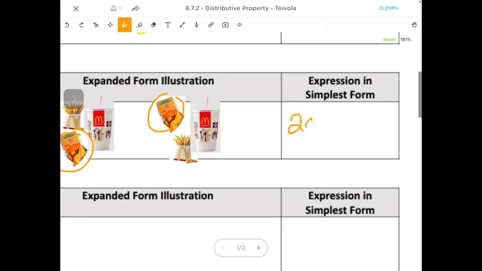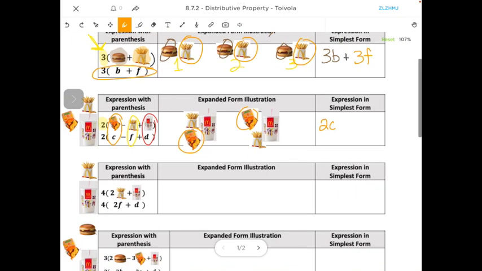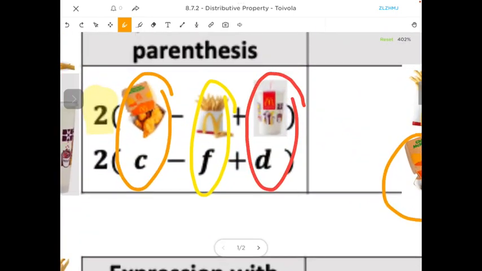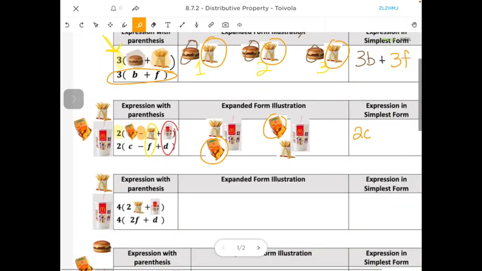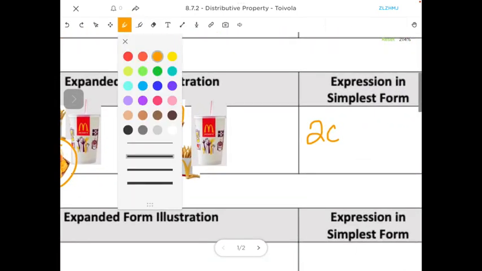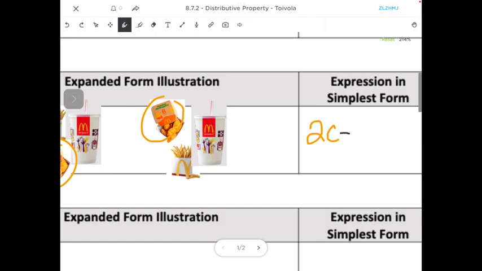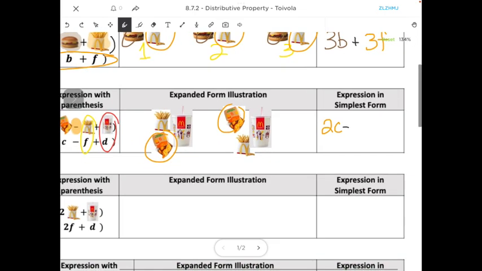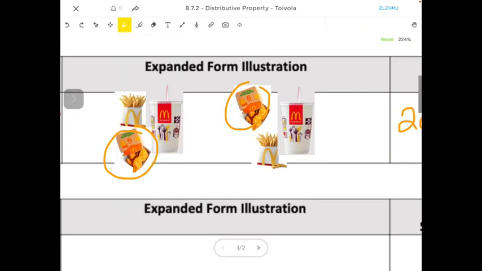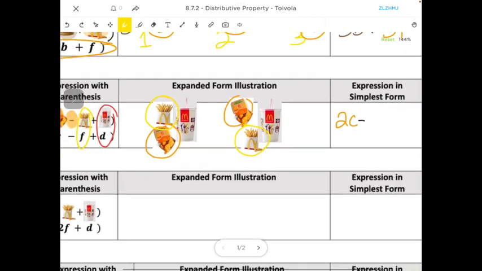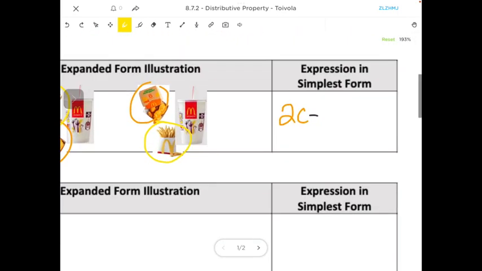So I'll write 2C. Now, instead of writing plus, this time I'm going to go back to the original expression. And I can see that after the chicken nuggets, there's a minus. So I'm going to write minus next. Minus. Right? Then was the French fries. So let's find the French fries. There are 1, 2 fries. So I'll write minus 2f.